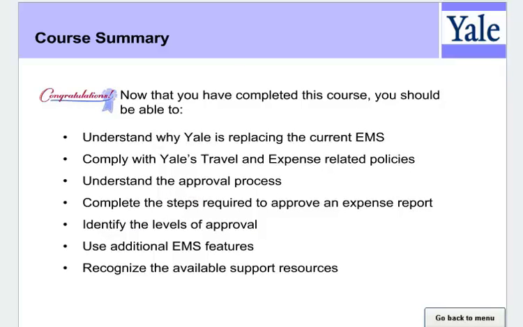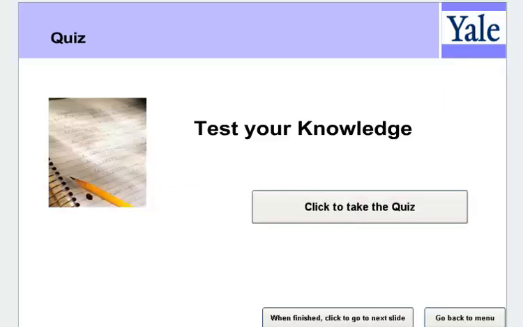Congratulations! Now that you have completed this course, you should be able to understand why Yale is replacing the current EMS. Comply with Yale's travel and expense-related policies. Understand the approval process. Complete the steps required to approve an expense report. Identify the levels of approval. Use additional EMS features, and recognize the available support resources. Now it's time to begin the quiz.